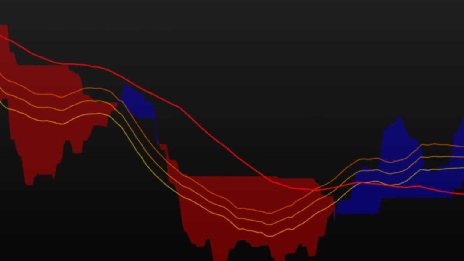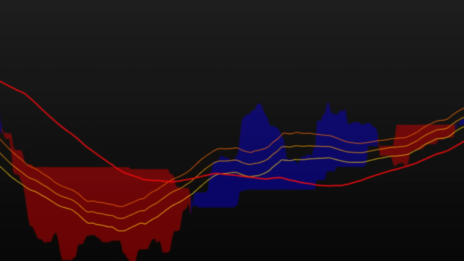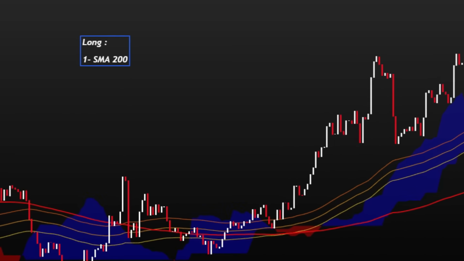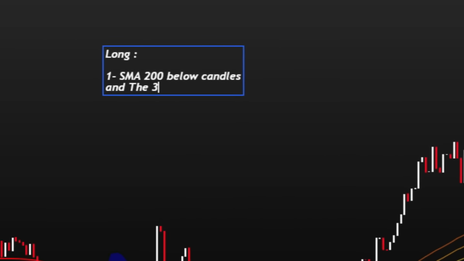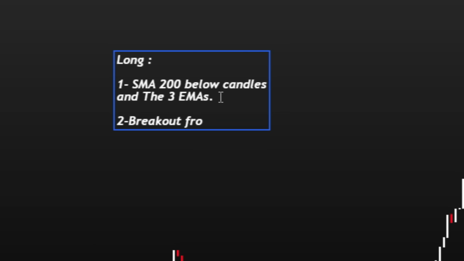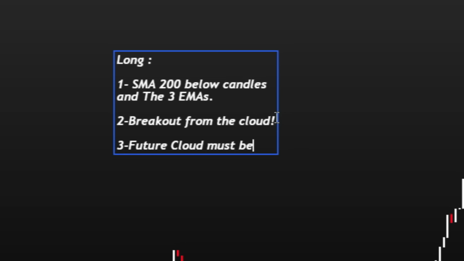Now let's combine both indicators to create a final powerful strategy. Here's the updated criteria for a long position. The SMA 200 must be below the candles and the 3 EMAs. There must be a breakout from the cloud. The candles need to move above the cloud resistance, confirming bullish momentum. The future cloud must be thick and blue, signaling that the future trend is also likely bullish. These three conditions together give relatively safe and reliable signals.